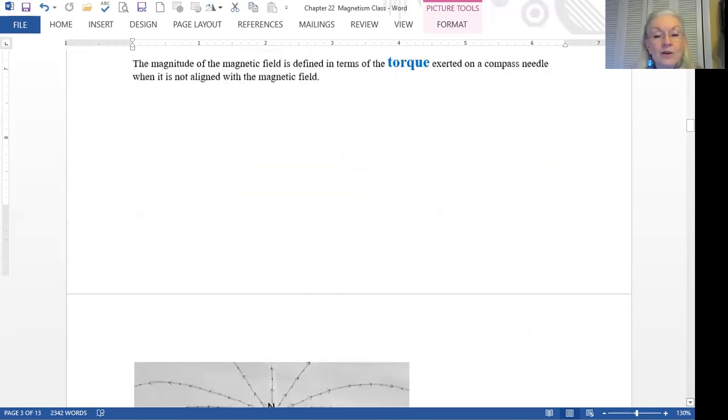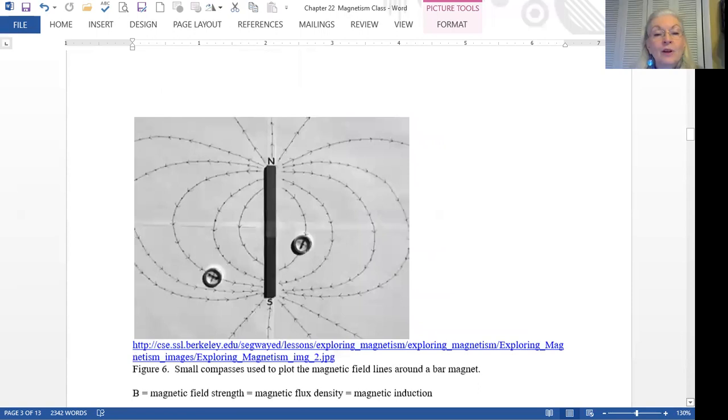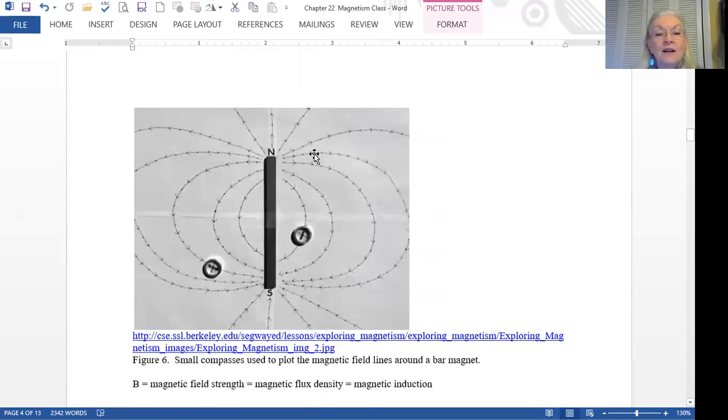We could do a lab where we actually plotted all of these. In fact, we used to do one like this, where you have a bar magnet on a piece of paper and you take these little bitty compasses and you put them around and you trace the direction that the compass needle is pointing as you move around the bar magnet. We will not do this.